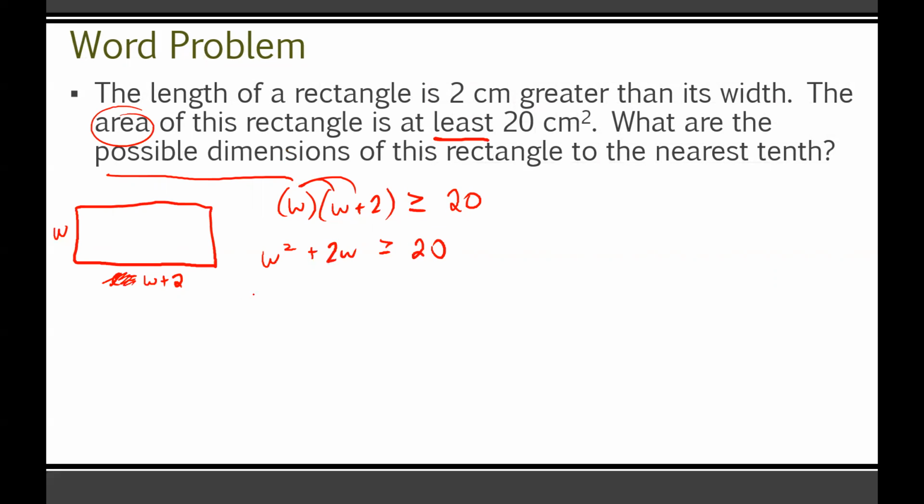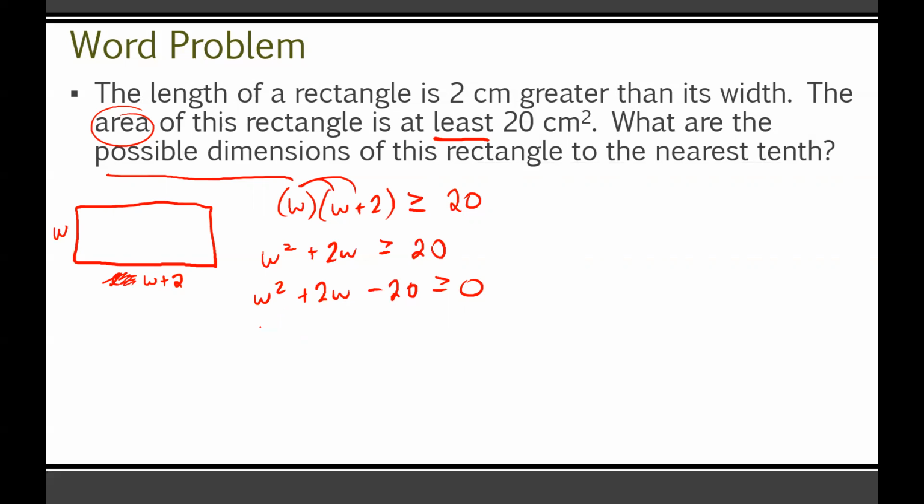If we bring all that to one side, you're going to see we have w squared plus 2w minus 20 is greater than or equal to 0. This is just a quadratic inequality with only one variable, right? We don't have another y or something over here. So that means we have to use our classic interval testing that we learned yesterday. In order to do interval testing, though, we need to know what the theoretical x-intercepts would be.